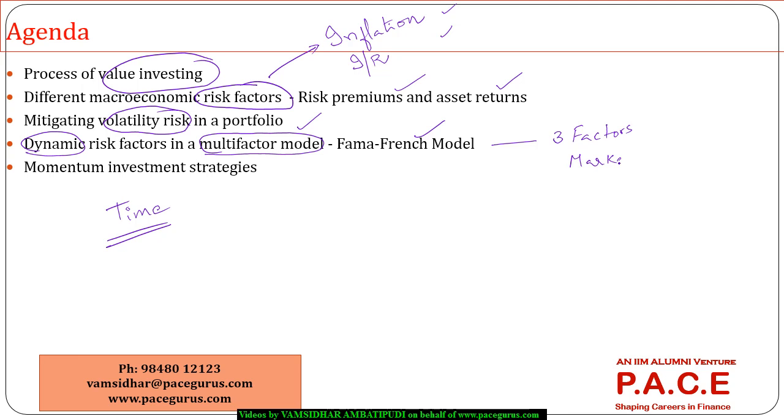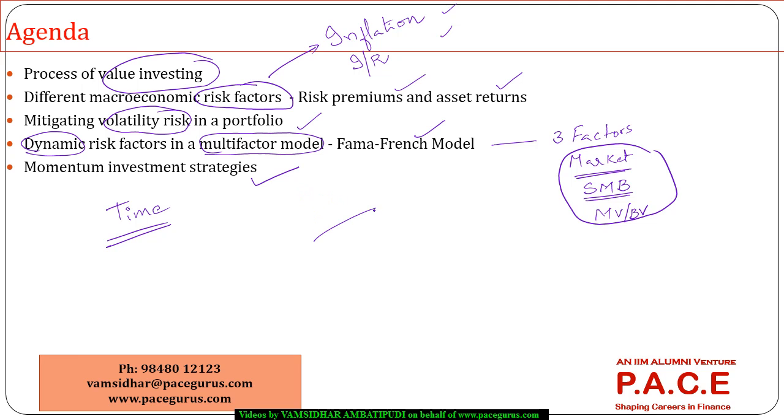Right, we know the Fama-French model talks about three major drivers of the return: one being the market returns, and two, the difference between the small and the big, so the size of the firm, and then the market value to the book value of the firm. So looking at these, how are we typically capturing the dynamic risk factors in a multi-factor model? And towards the end we will focus on momentum investment strategies.